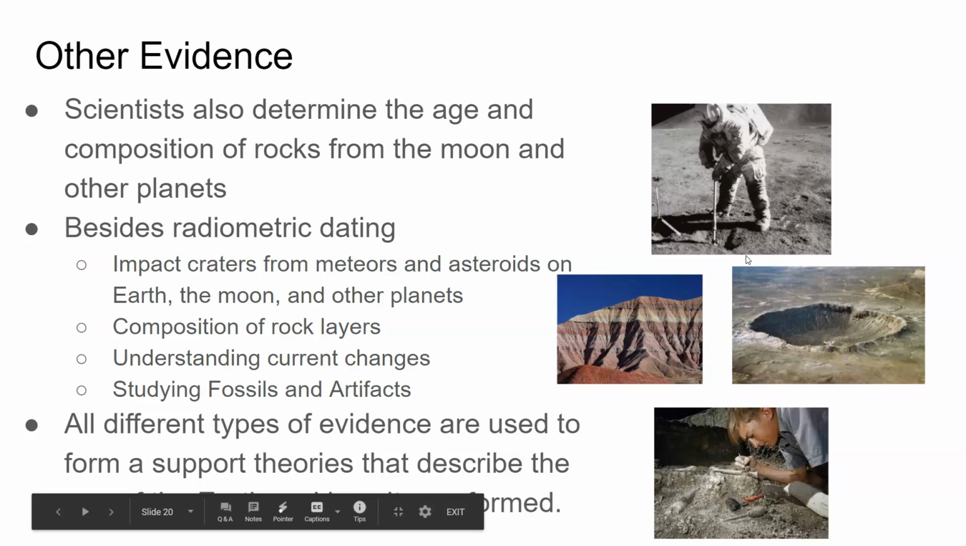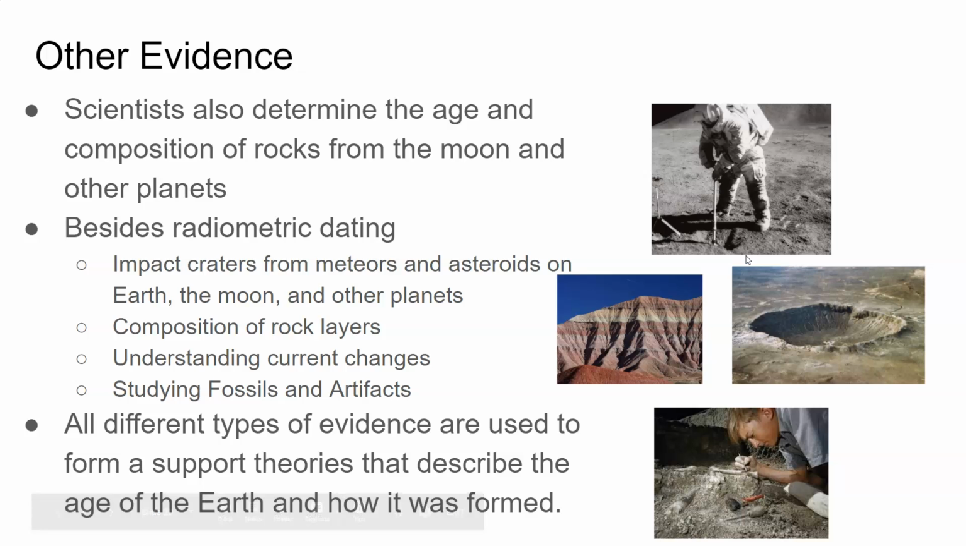All right, so we talked about radiometric dating. What other evidence do scientists use? Is radiometric dating enough? No. So besides radiometric dating, scientists study impact craters from meteors and asteroids. And they study impact craters not just on Earth, but also on the Moon and other planets, because they believe that the planets were formed around the same time. They also study rock layers. So you see sometimes the rocks have different layers and the composition of those rock layers.